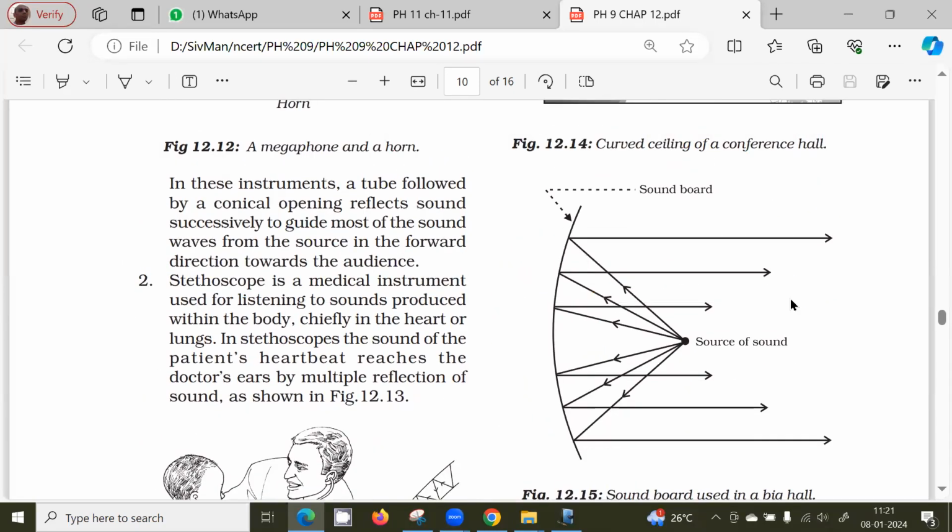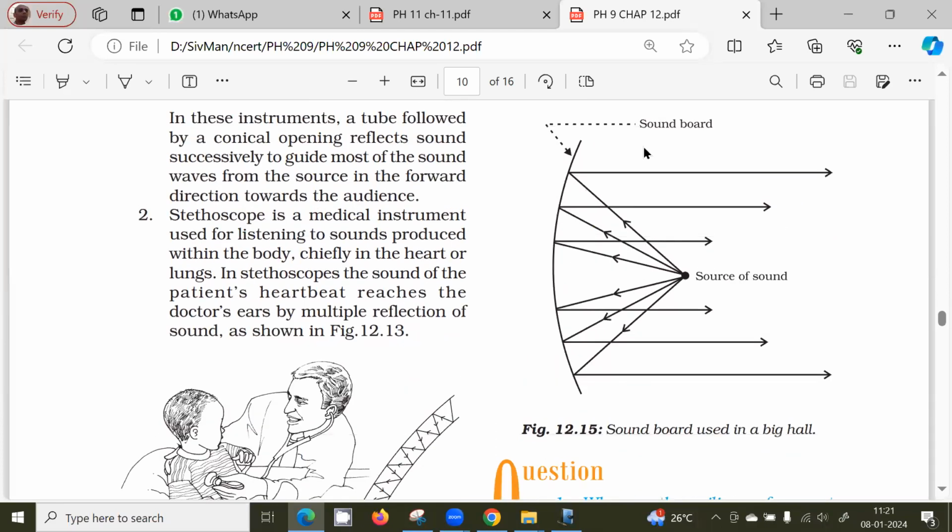I can also focus the sound. Suppose this is the reflecting surface, and this is the source of sound, like a point source or a speaker here. Suppose there are a lot of people sitting here and you want the sound to get transferred uniformly to all these people, then I can use a reflector like this. The sound will go like this and go like this, so you get uniform sound for all the people.